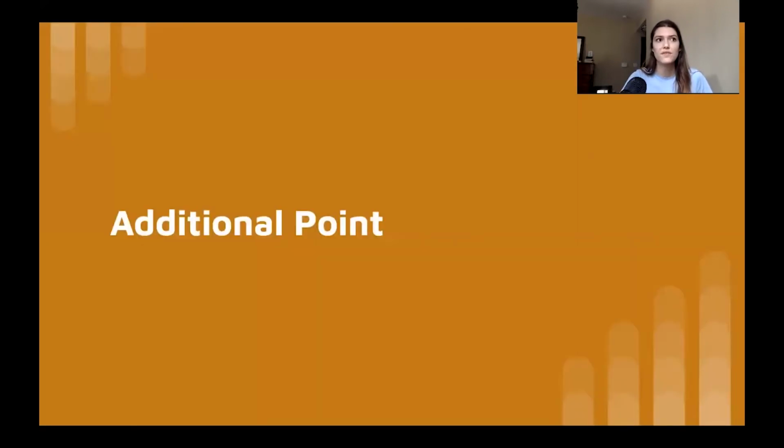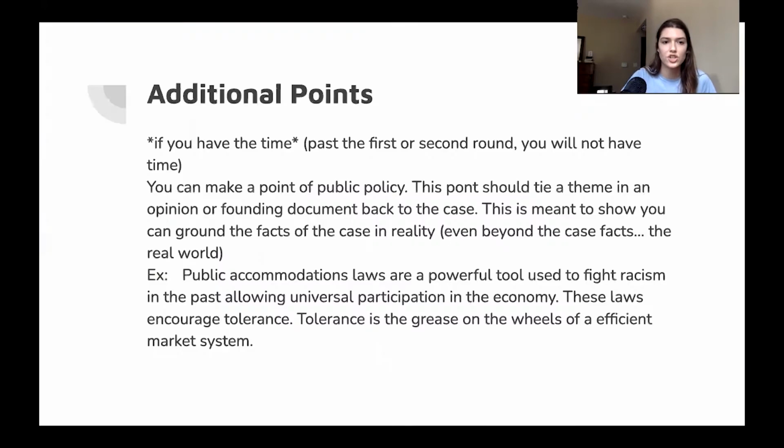So just a brief explanation on additional points. Additional points you may not have time for. This additional point that you're building into your argument will help you with flexibility when you come to all these different rounds that you have. You may have a hot panel, meaning they ask a lot of questions, or you may have a dry panel, meaning they don't ask a lot of questions. So depending on how your timing is going, you may want to include a third point in your argument just in case. So these are sometimes called matters of public policy.